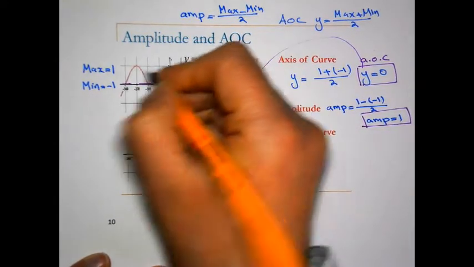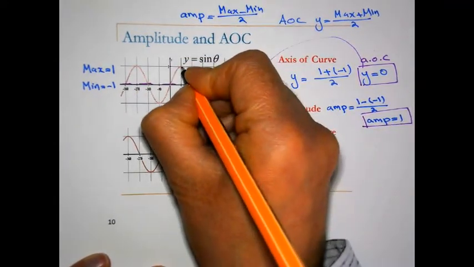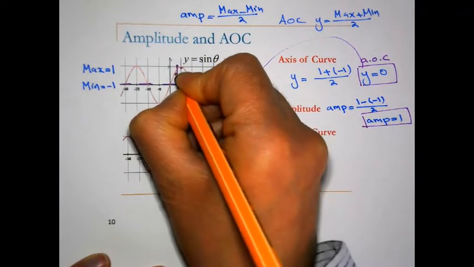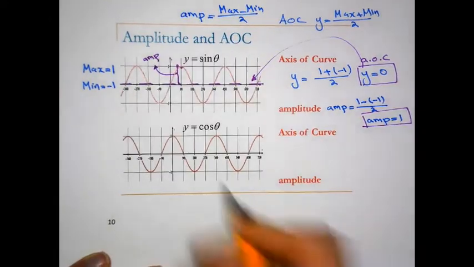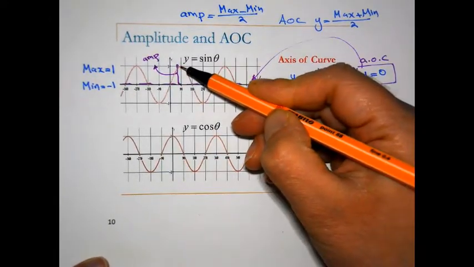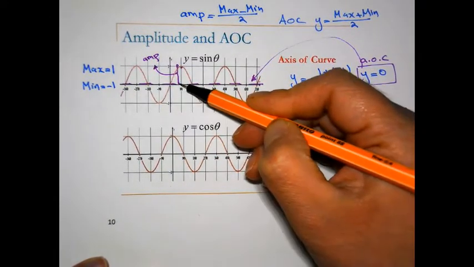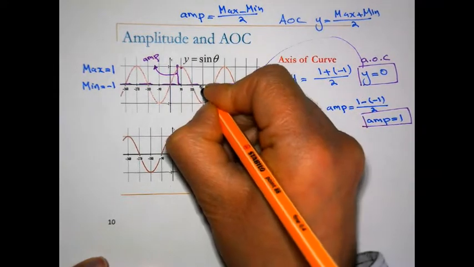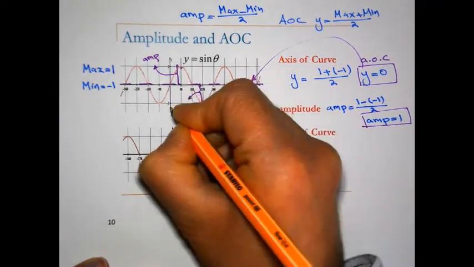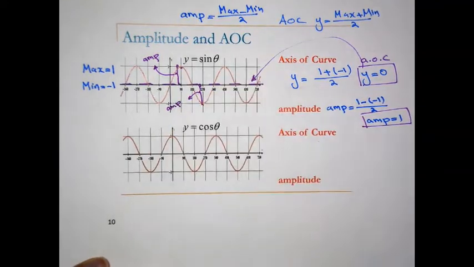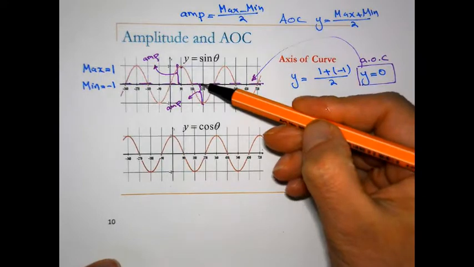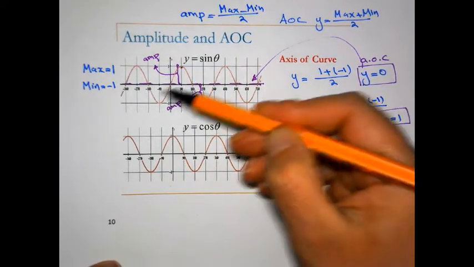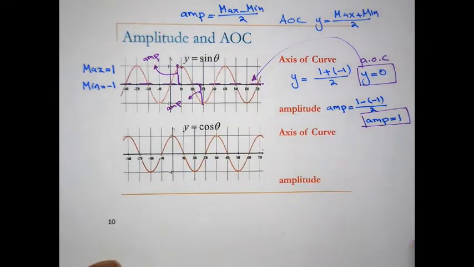So if you think about it, this is your amplitude. The definition says the difference between the max to the axis of curve, or the distance, or this is your amplitude. The vertical distance between axis of curve and min, or axis of curve and max. And these are the formulas we are going to use.